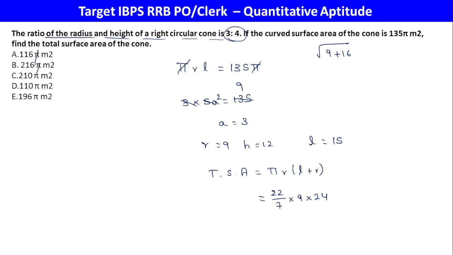24 times 9 is 216, so 216π. Option B is the final answer for this question. Correct, yes. Next question.